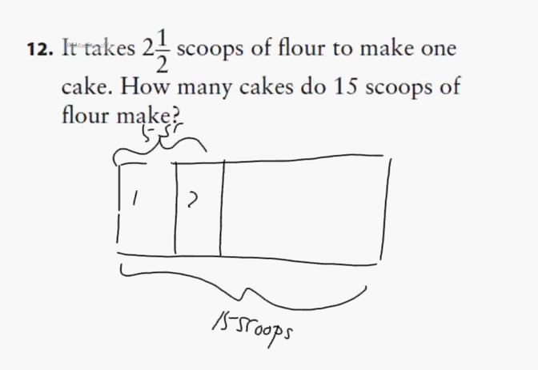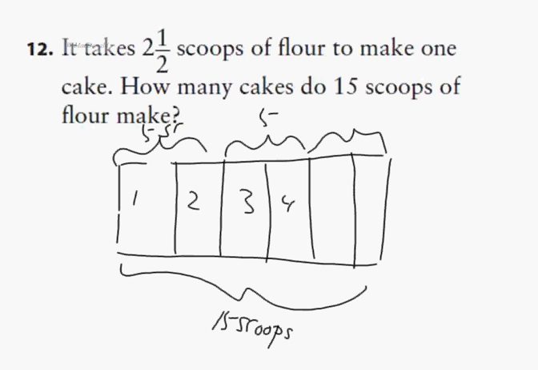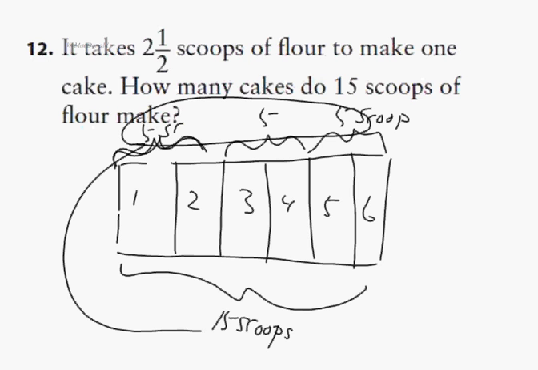1 cake, 2 cakes. This would be 5 more scoops. This would be 3, 4, and then this would be 2 more. 5 scoops. Those are all my 5 scoops, 5 scoops, 5 scoops. That means from the picture, I know I can make 6 cakes. Each of these is 2.5, so 2.5 and 2.5 scoops is 5 scoops. Altogether, this is 15 scoops. I can make 6 cakes.